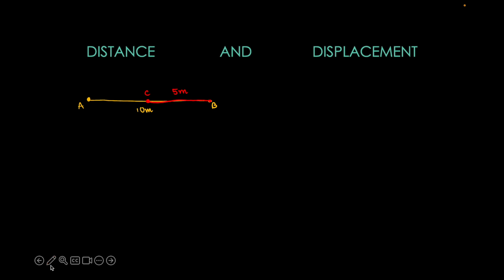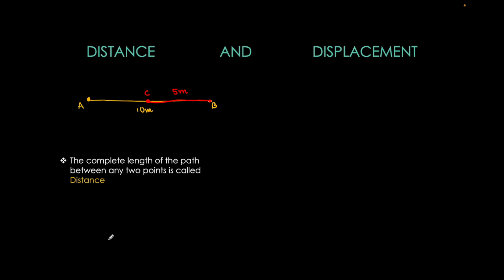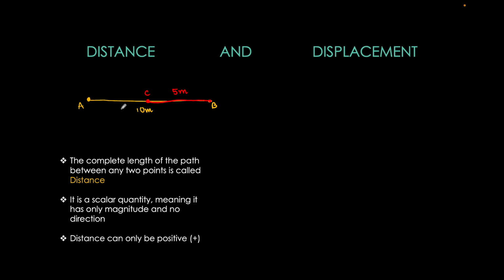Okay. Now, if it is asked to calculate the distance, okay, how will we do it? So for that, we need to first know the definition of distance. The complete length of the path between any two points is called distance, meaning that distance is basically the total path length traveled by the person between points A and C. Okay, it is a scalar quantity, meaning it has no direction. Okay, so even if the person has turned back, it does not matter while we calculate distance, and distance can always only be positive, and it will always be positive.